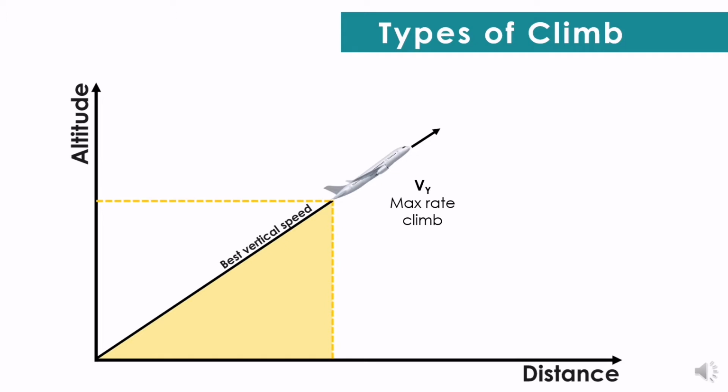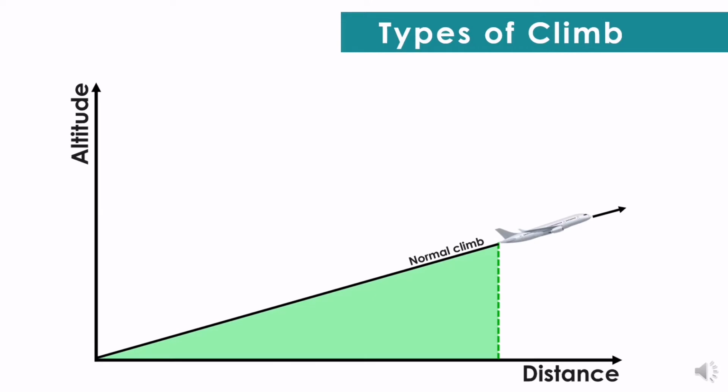Vy is the airspeed that gives the best gain in altitude for the shortest time. This means that Vy gives the aircraft the best rate of climb, also called the airspeed for the best vertical speed. The normal climb is usually flown by an aircraft after initial climb and is either 250 knots or the best economy climb speed.